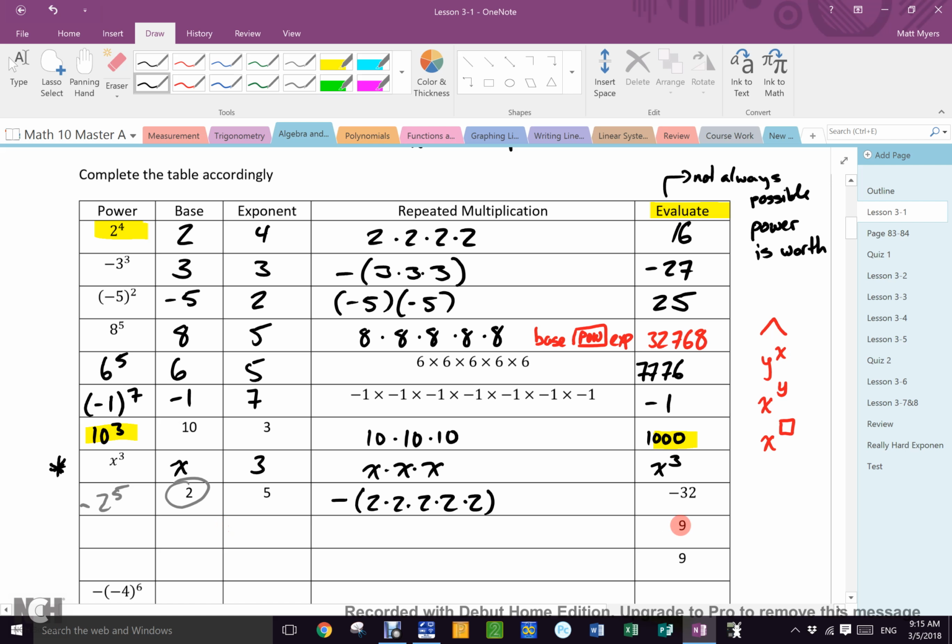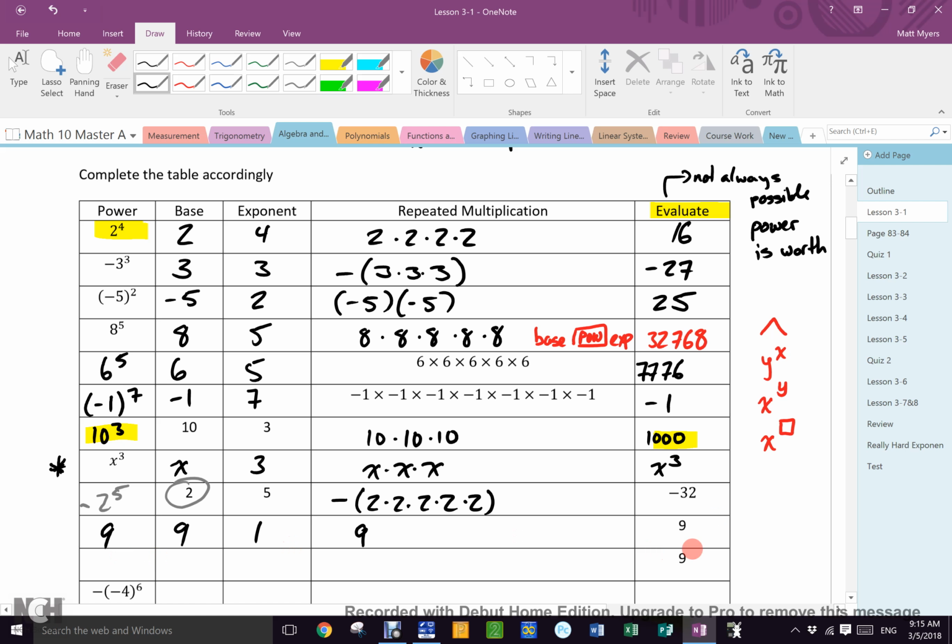What's one way that I can make positive 9? Ryan, I can go 9 once. Okay, so that means the base is 9 and the exponent is 1 because the 9 only repeats once. What's that as a power? 9. We never write 1 as an exponent. That is one way you could do that line.